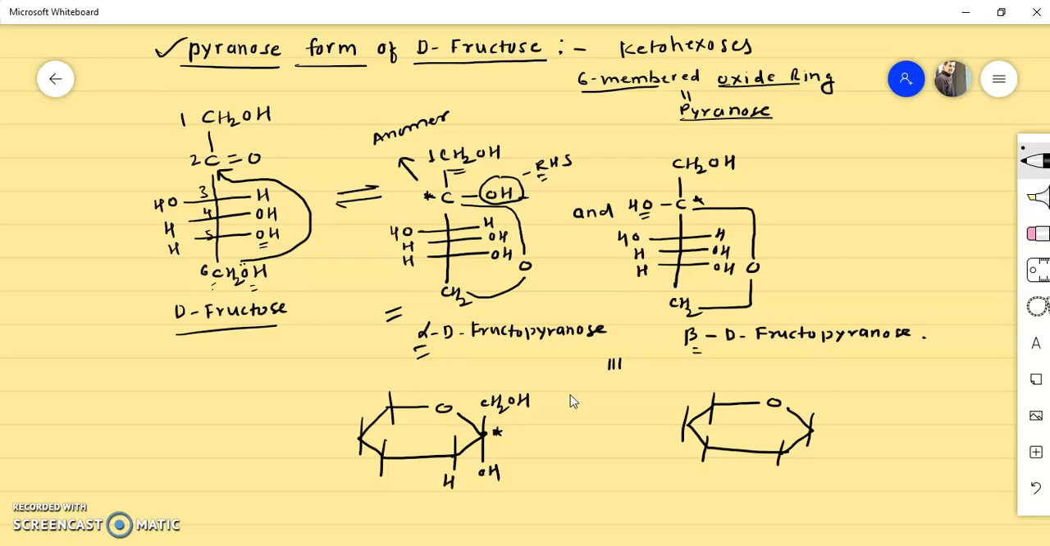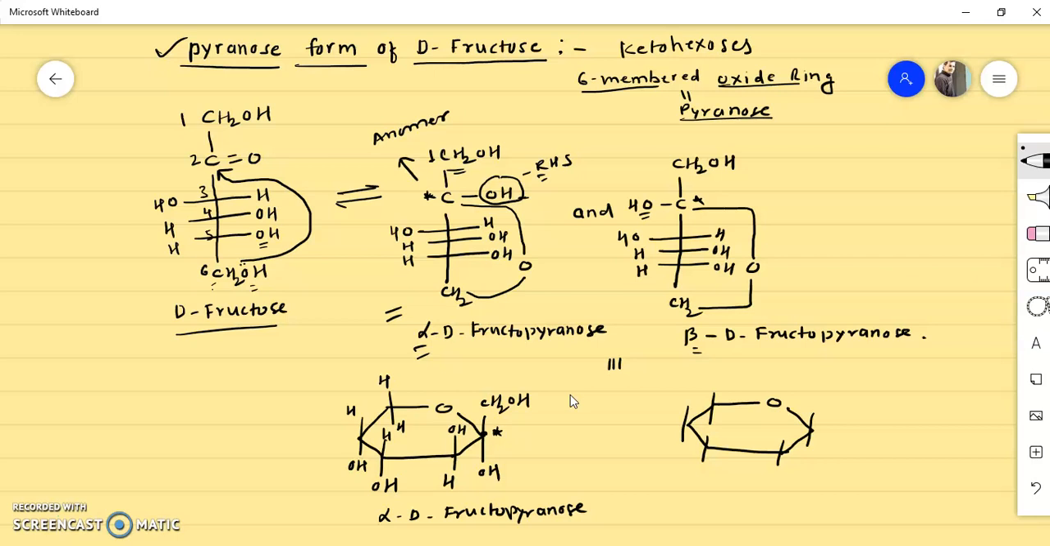Then the rest of the structure I will draw in the same way. The groups which are on the right hand side, I will draw below the plane. So in this way I have drawn the groups which are below the plane. Now I will draw the groups which are on the left hand side. Those groups I have to draw above the plane. So this will have a hydroxy group, all the others will have hydrogens, and finally here also hydrogen and here also hydrogen. So this is alpha D fructopyranose. It is very simple to draw the Haworth form of alpha D fructopyranose by observing the Fischer projection form.